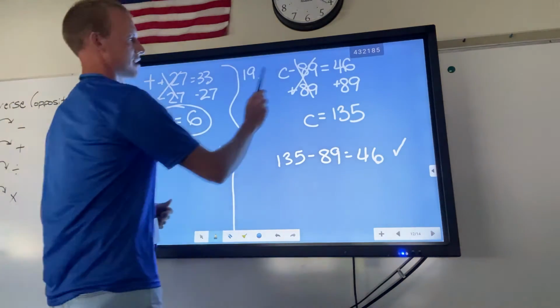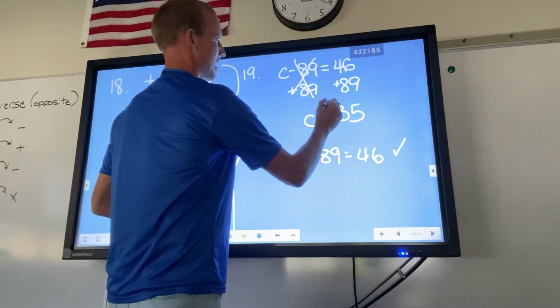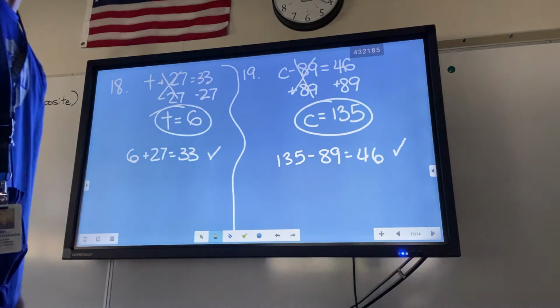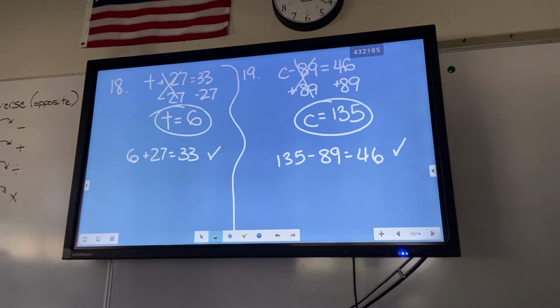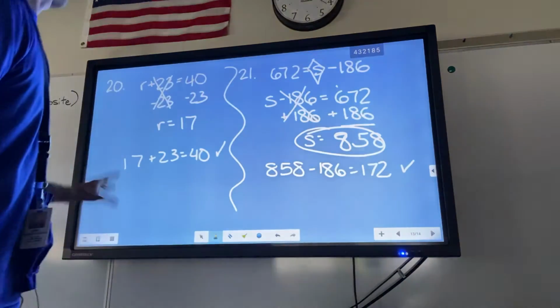Number 19, instead of subtracting 89, we would add 89 to both sides. We want to get the variable alone because we get our answer. Check step is there. I'll leave it there for a second for you guys to check. You can always pause the video as well. Okay, moving on, number 20.